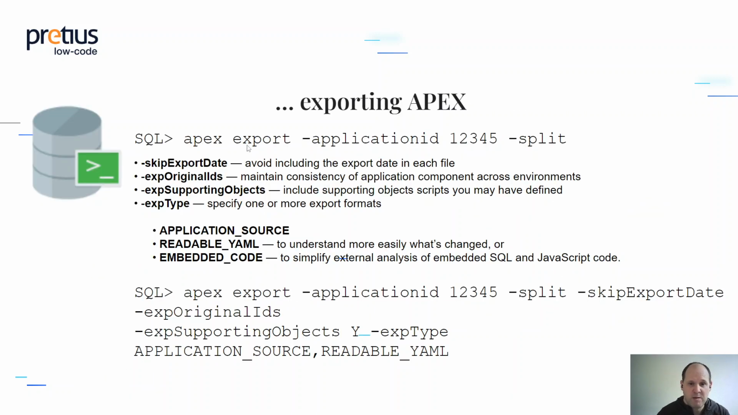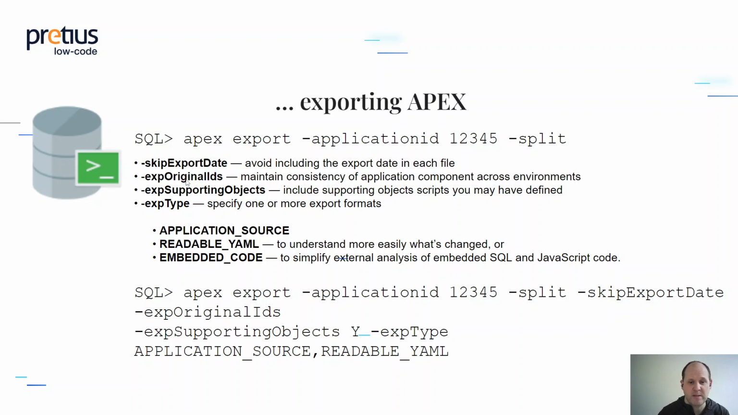However, it's got this apex export and then application ID and then split. So split hammers it into different files per component. We have different parameters like skip export date. So whenever you export, it puts the date of export in, which is not good when you're comparing files in Git because it thinks it's changed, even though nothing's changed. You've just exported it several times. So you can skip export date.